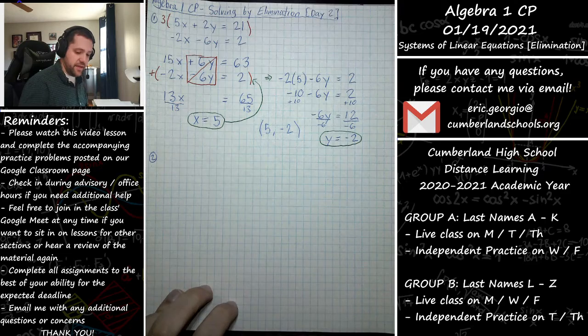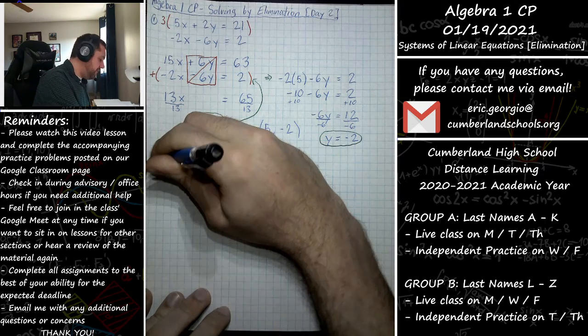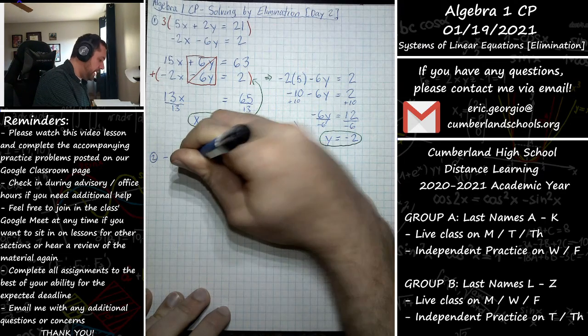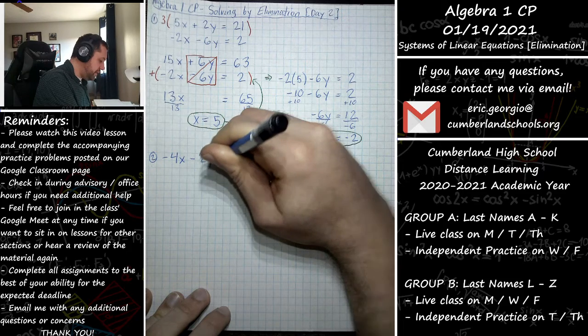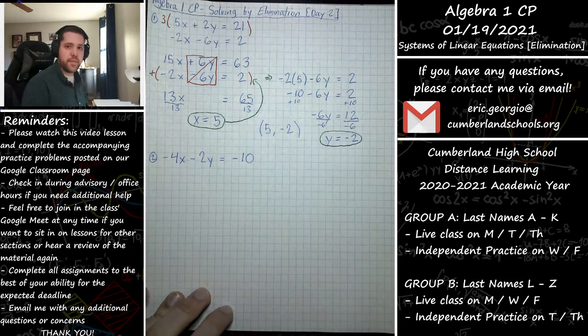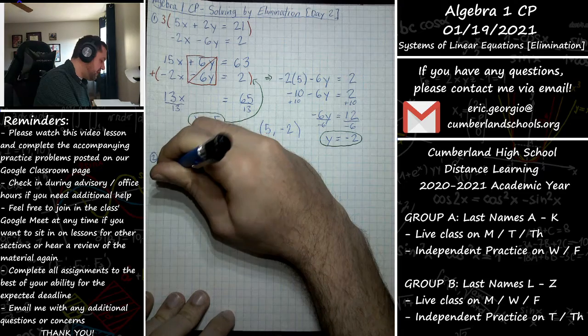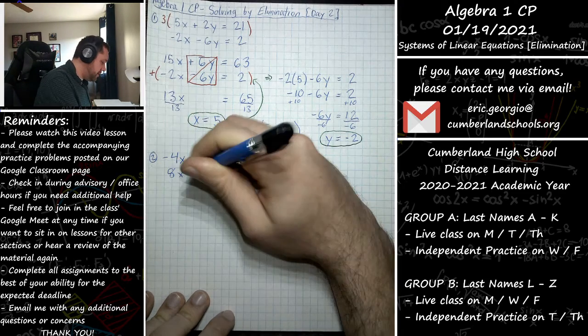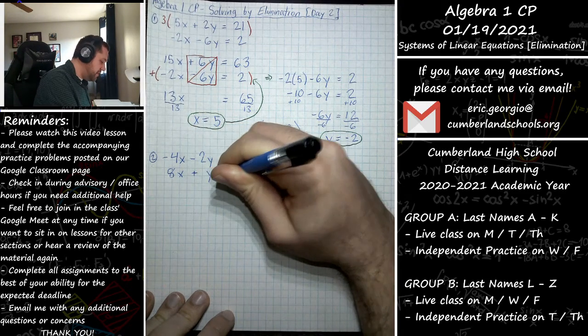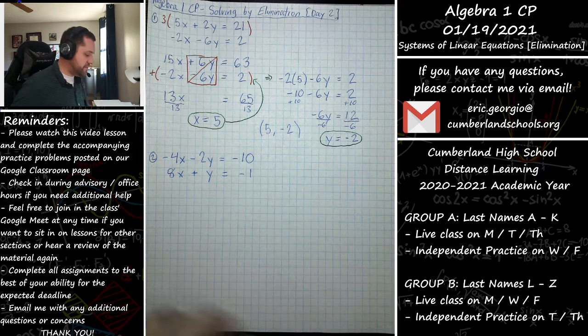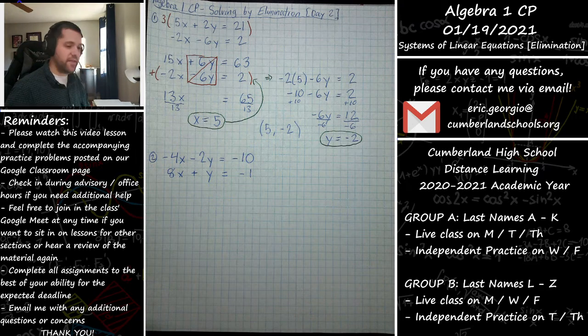How about something like this? Let's do negative 4x minus 2y is equal to negative 10. And also 8x plus y is equal to negative 1. Let's give that a shot. Again, we kind of ask ourselves, how can I multiply one of these equations such that those variables are going to line up? How can we make that occur?